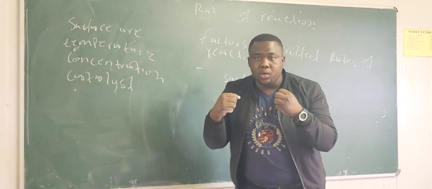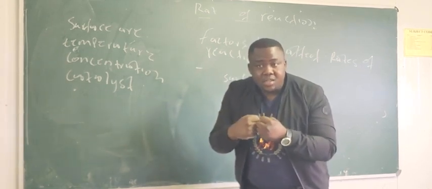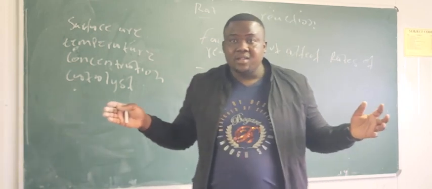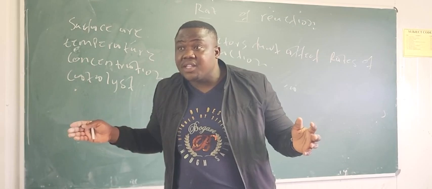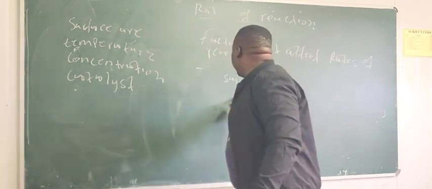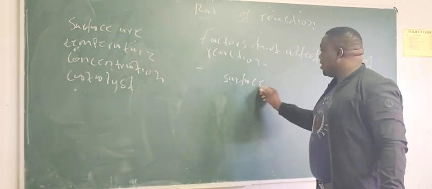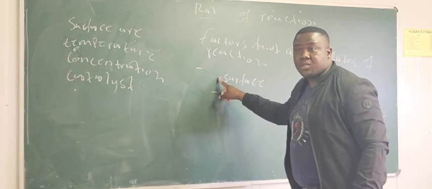Because look, we have molecules, right? Those molecules must collide. So when the space is larger, the molecules are going to collide effectively because there's a larger space, right? So when we talk about surface area, we say an increase in surface area will cause what?